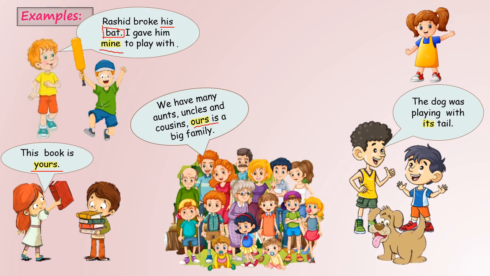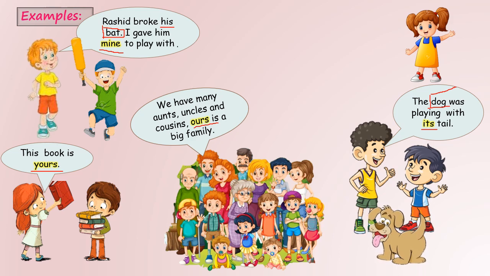The dog was playing with its tail. So we can see here, its tail is possessive pronoun. Now you must be telling, ma'am, after this there is a noun. But children, its is used for this dog. This its is used for the dog.